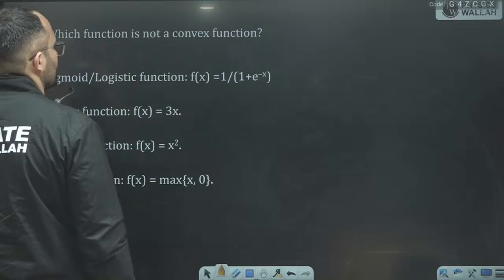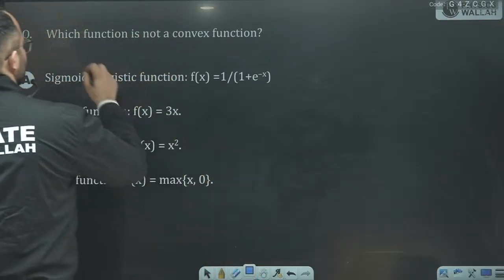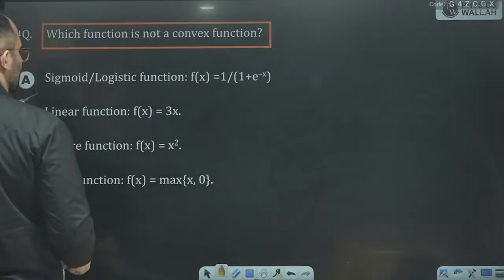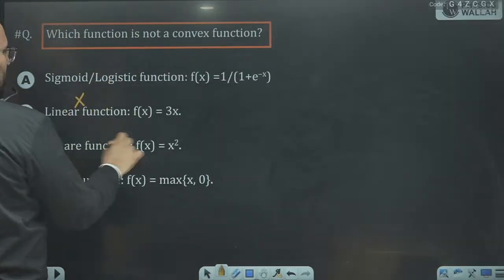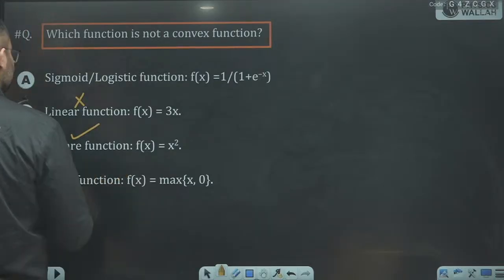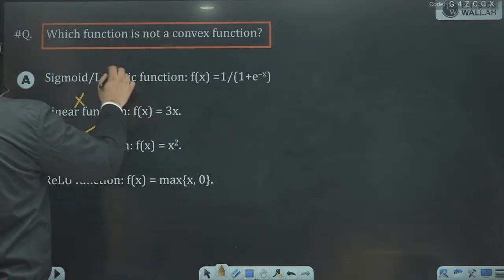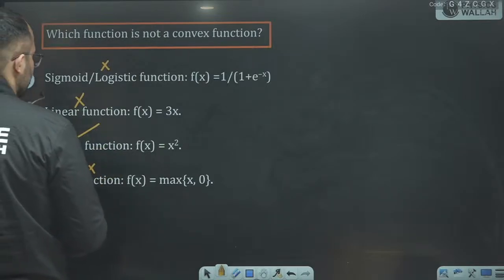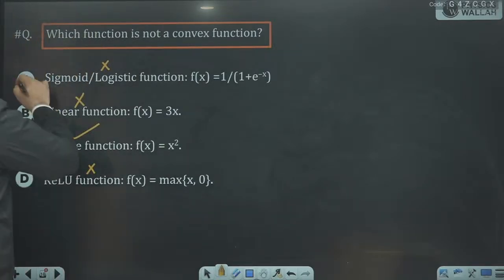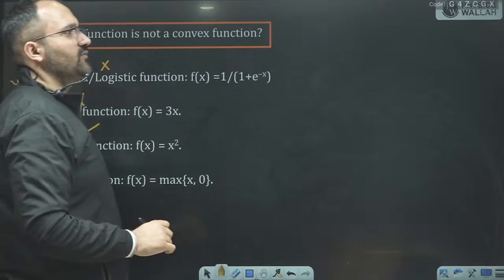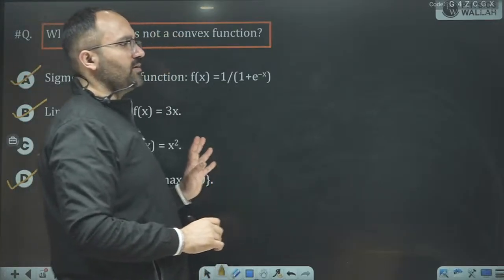Now let's move on to the next. Which of the following is not a convex function? Linear function is convex. Square is a convex function. ReLU is a convex function. Sigmoid is obviously not a convex function. So only C is not convex, the others are convex, right? I hope all of you are able to do this simple mathematical problem.